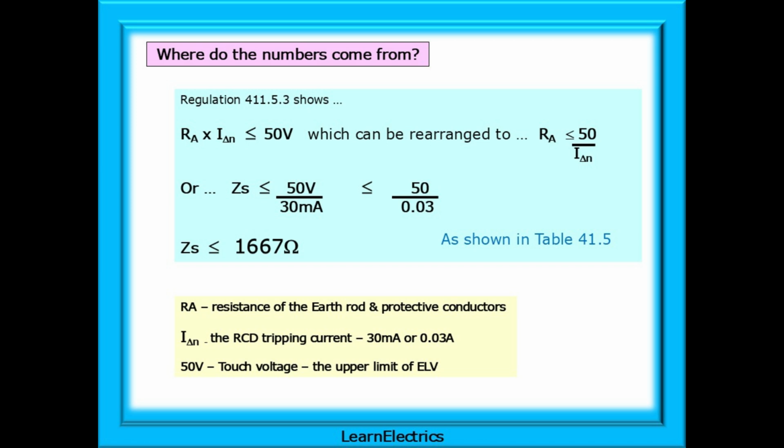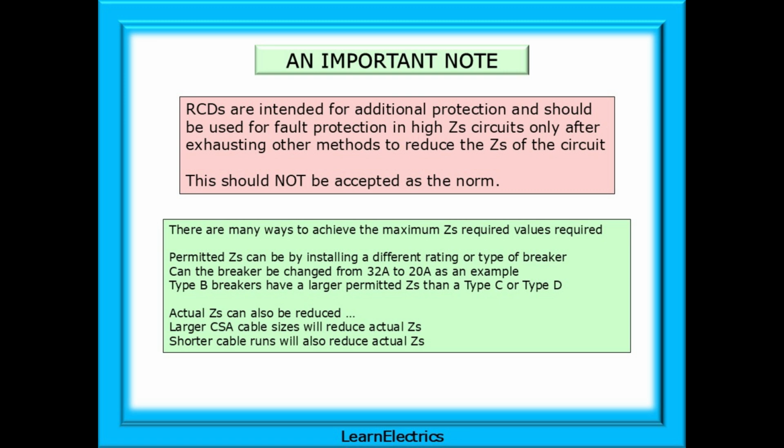Pause the video and follow the formulas as shown here. 50 volts touch voltage divided by 30 milliamps operating current of the RCD means that the ZS must be 1667 ohms or less. But an important note, RCDs are intended for additional protection and should be used for fault protection in high ZS circuits only after exhausting other methods to reduce the ZS of the circuit. This should not be accepted as the norm.